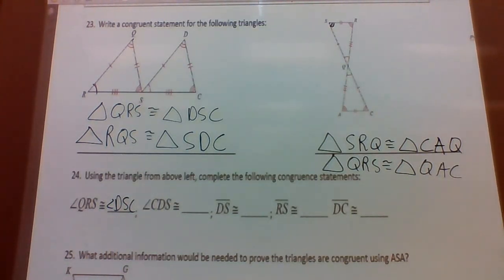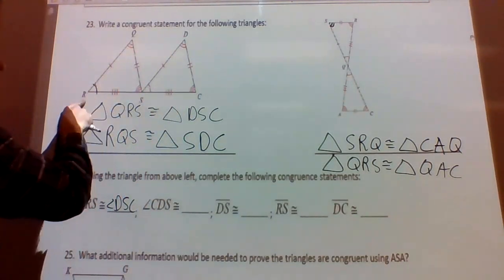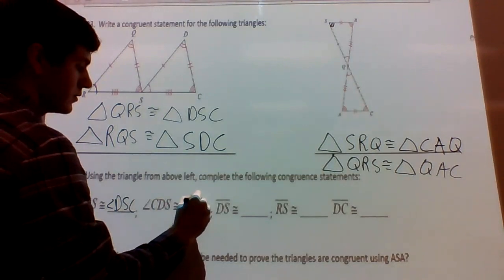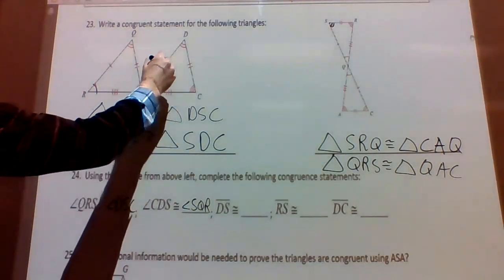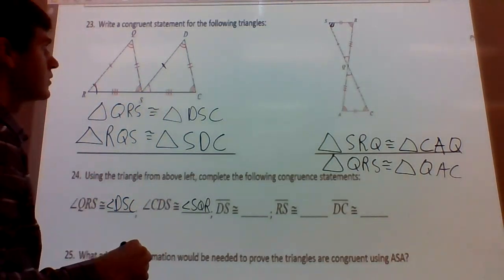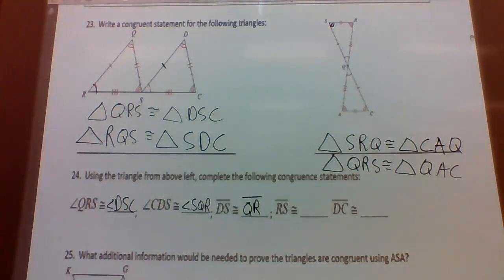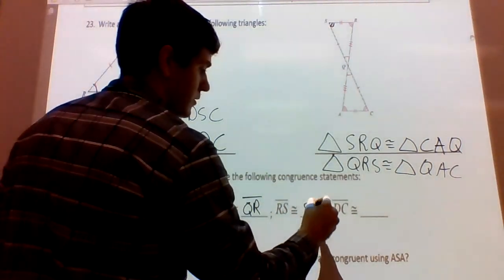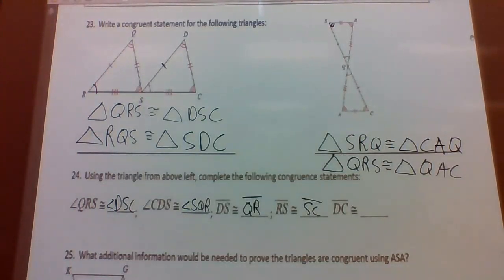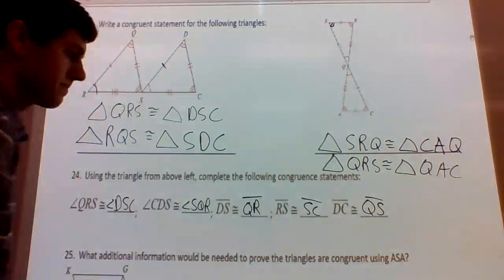Angle CDS has 2 arcs, so it's going to correspond with angle SQR. DS has the 1 hash mark, so it's going to correspond with QR. RS is going to correspond with SC. And then DC is going to correspond with QS.